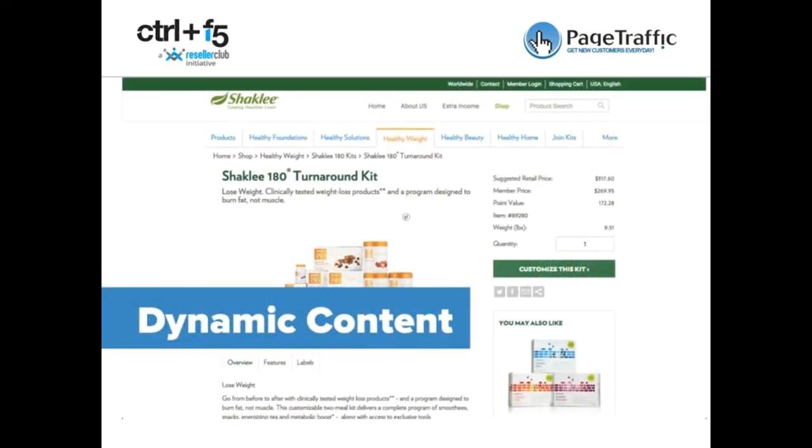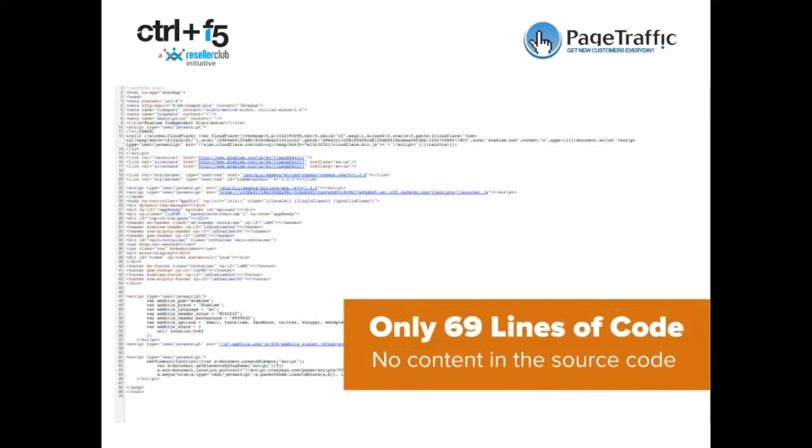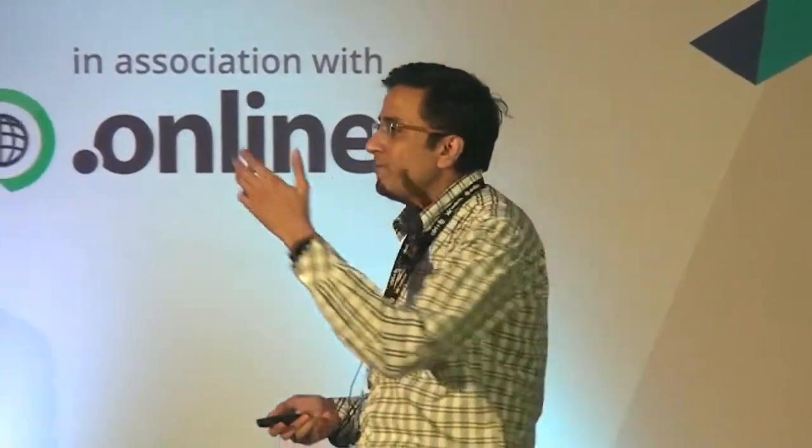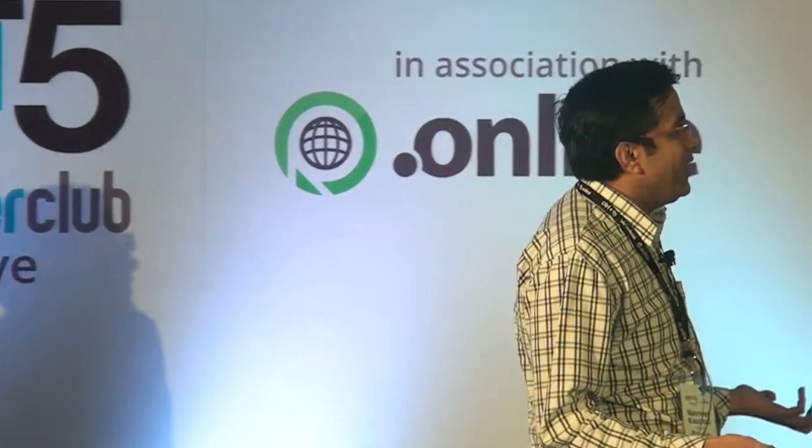For example, dynamic content. This content, when it loads on this page, is what's called dynamic. Let's see another example of a page. Only 69 lines of code. If you go back and see, it's a huge page, it goes down and it's a long page. You have tabs like overview, features, labels. But when I do a view source, it's just 69 lines. No content in the source code. That's what AngularJS is about.